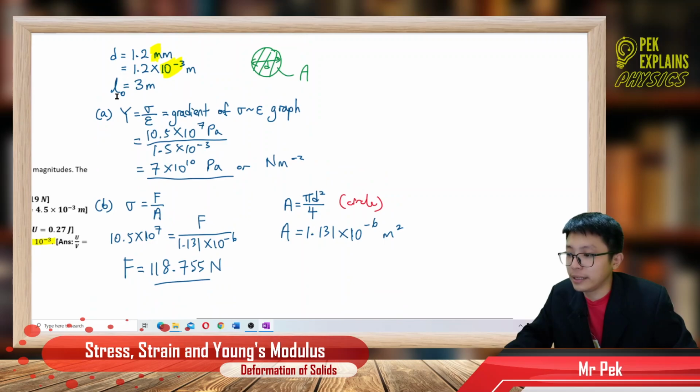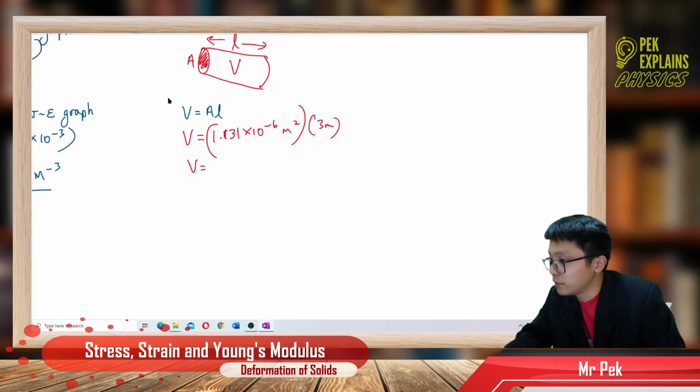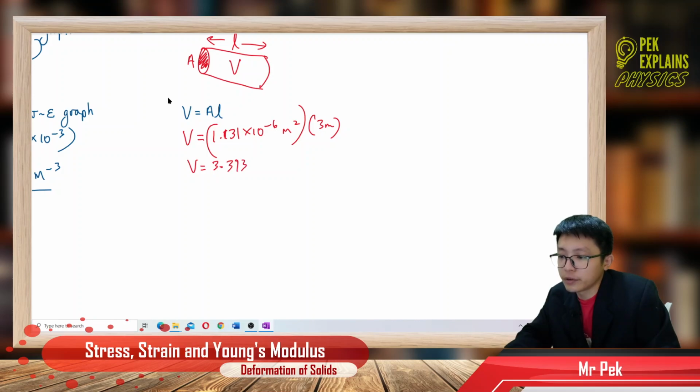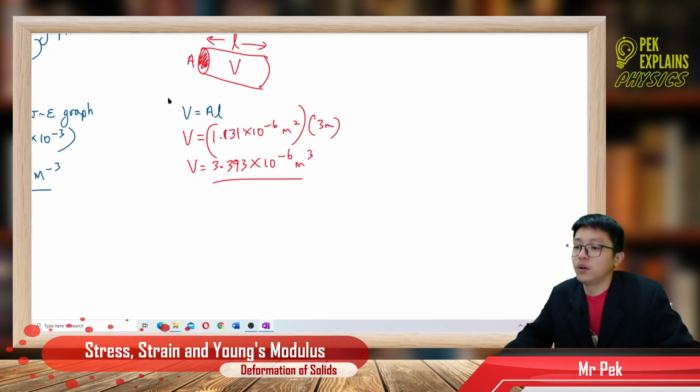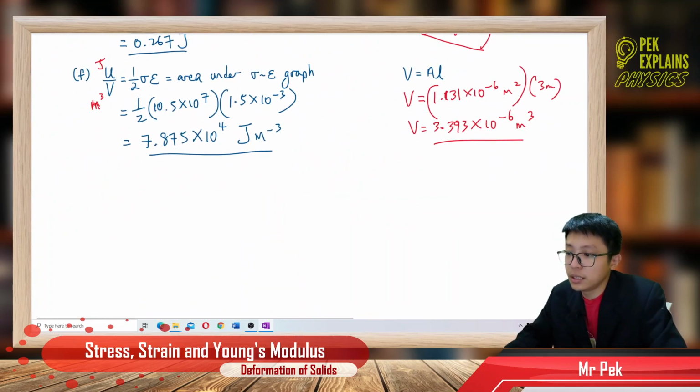Now, how about the length? Length is 3 meter. I get the volume. What's the volume I got? I got 3.393 exponent negative 6 meter cube. That's my volume. So once I have my volume, I can find my strain energy.